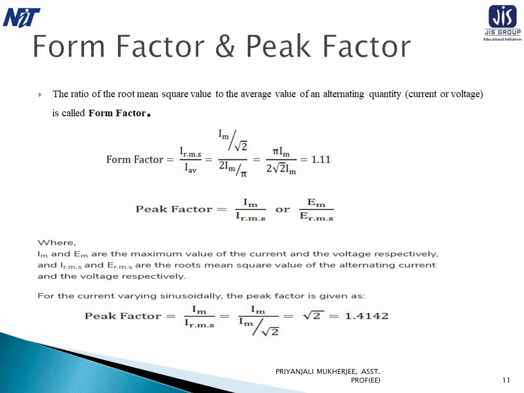So peak factor is nothing but I_max divided by I_rms, or V_max divided by V_rms, and if we put in the values, it becomes 1.414. So peak factor is also constant, it is 1.414, and form factor is also constant, it is 1.11 for a given sinusoidal wave.